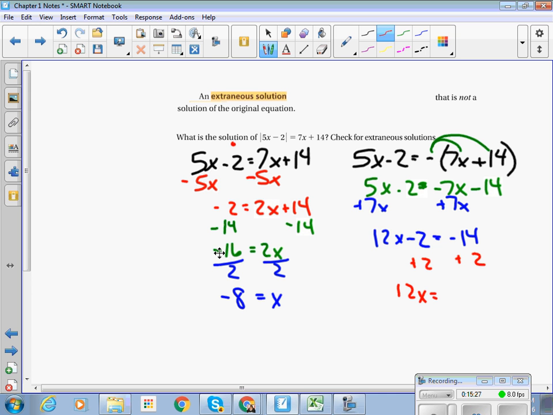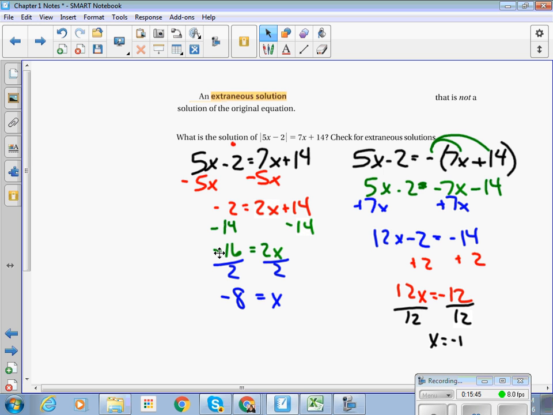Negative 14 plus 2 is negative 12. Last step is to divide both sides by 12, and I get x equals negative 1. Since the topic is extraneous solution, my guess is that one of these guys is extraneous. One of them, it doesn't work.